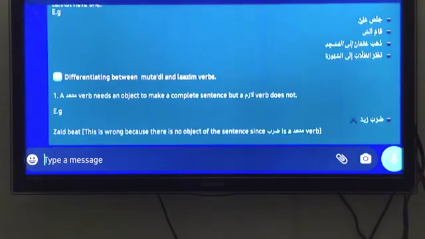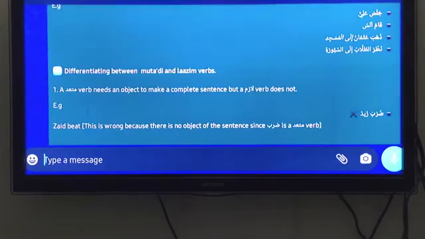Now, this you need to focus on very well. How do we differentiate a thing that is muta'addi from a thing that is lazim? One, a muta'addi verb needs an object to make a complete sentence. It requires maf'ul bihi to make a complete sentence. What is lazim? That is, the verb is intransitive. It does not require it.